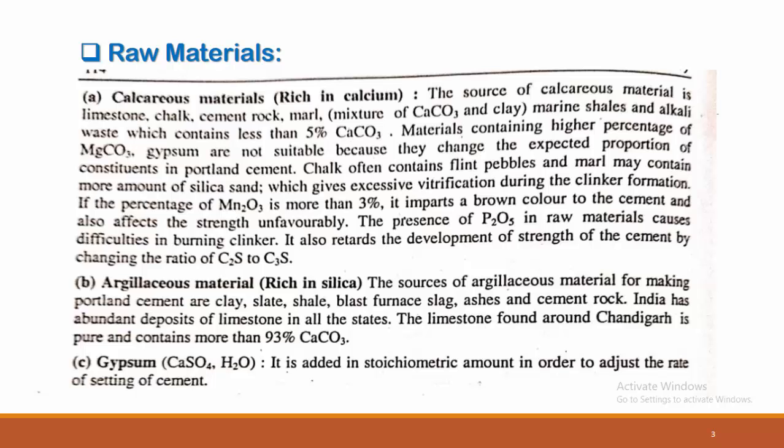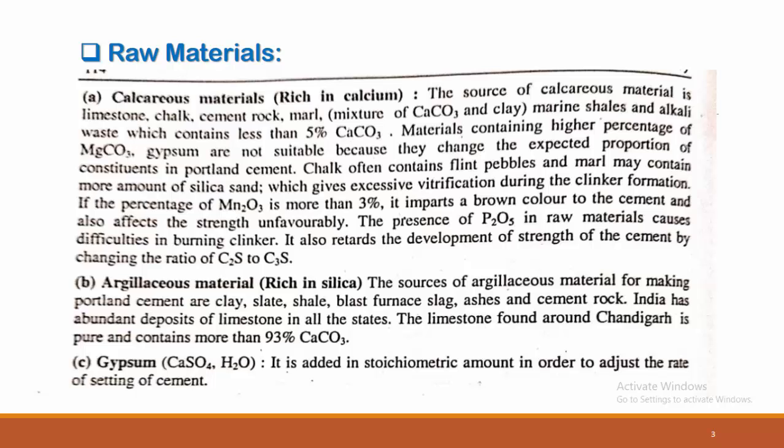The second one is the argillaceous material. This is also very important, rich in silica. What is argillaceous material? Argillaceous material is nothing but material rich in silica. The sources of argillaceous material for making Portland cement are basically clay, quartz, slate, shale, blast furnace slag, etc., as well as fly ashes and cement rock, which are rich in silica, and even sand is very important.